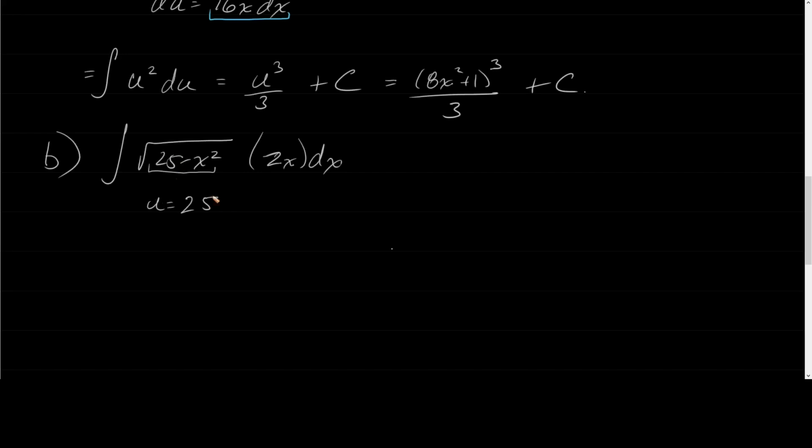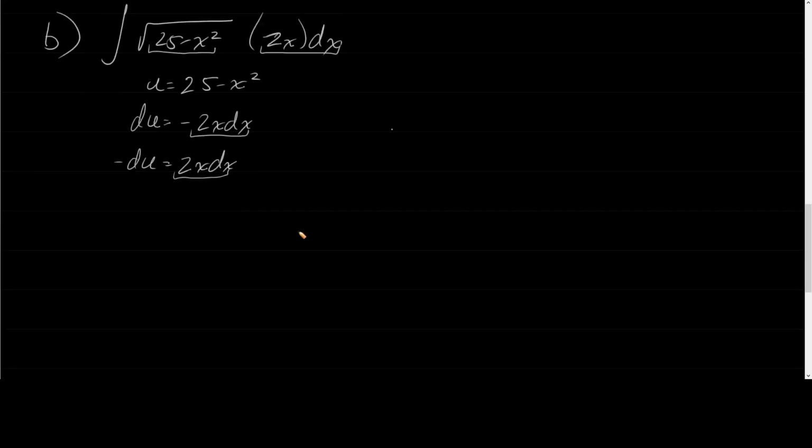Let's take that u to be 25 minus x squared. At that point, taking the differential, I end up with negative 2x dx. And while we do have a 2x dx there, we don't have that negative. So we can move this to the other side, and I end up with negative du is equal to 2x dx. Now I can easily replace that entire piece there. Alternatively, I'll show the alternative after we're done with this version.